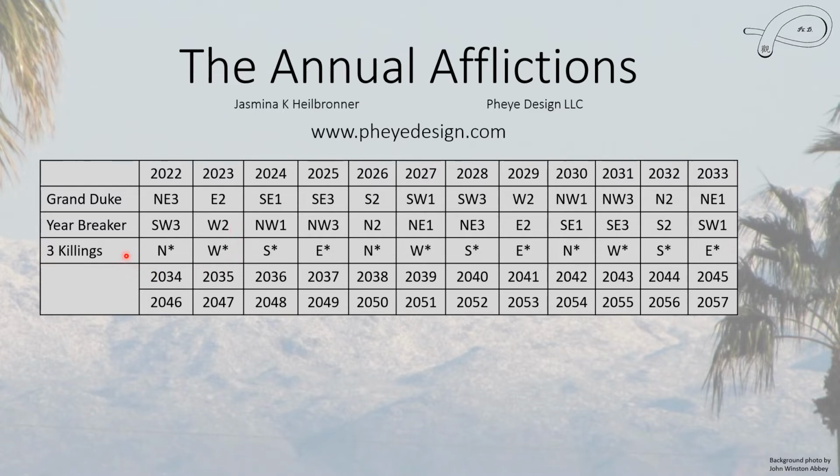Now for the 3 Killings, you will see I have an asterisk on all of these directions, and that's because this is incomplete. But I don't have enough room to show you everything that you can actually read on this chart once I get everything done. So I'm going to show you in the next slide why there's an asterisk. And it means that it's not complete.